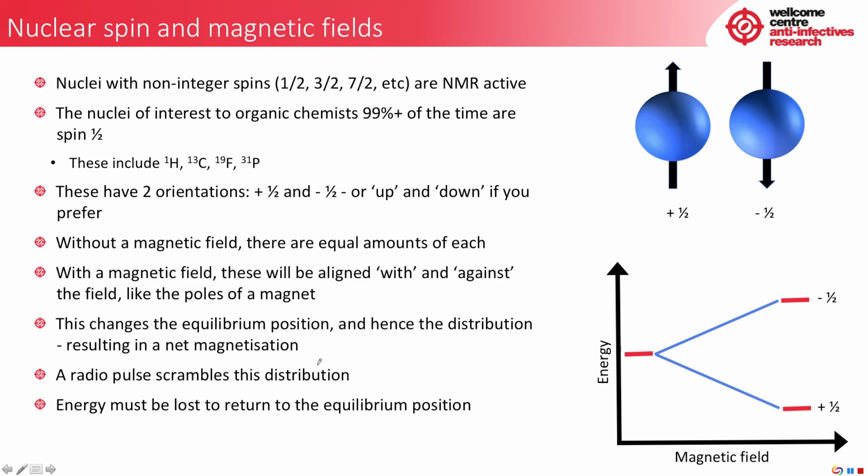This is called the Zeeman effect, and this changes the equilibrium position between these two spins and creates an equilibrium where there is a small preference towards aligning with the field, and this results in a net magnetization. A radio pulse then scrambles this distribution, and energy must be lost to return to the equilibrium position, and it's this process that we record and turn into NMR spectra.